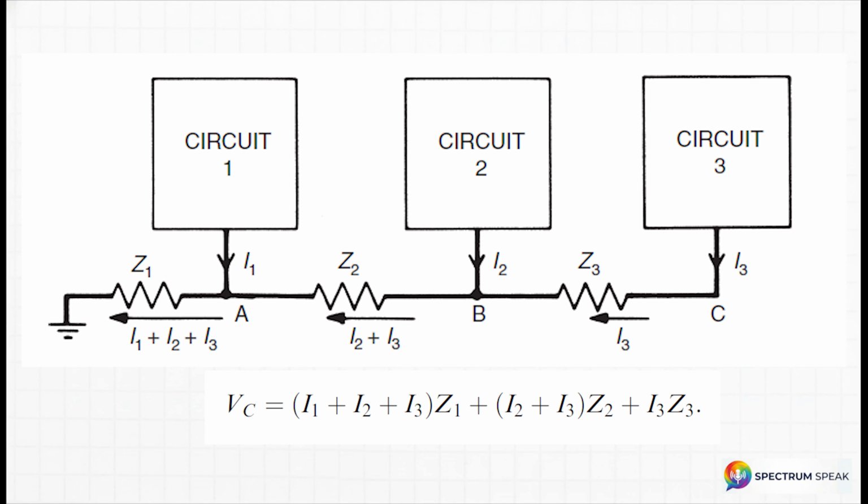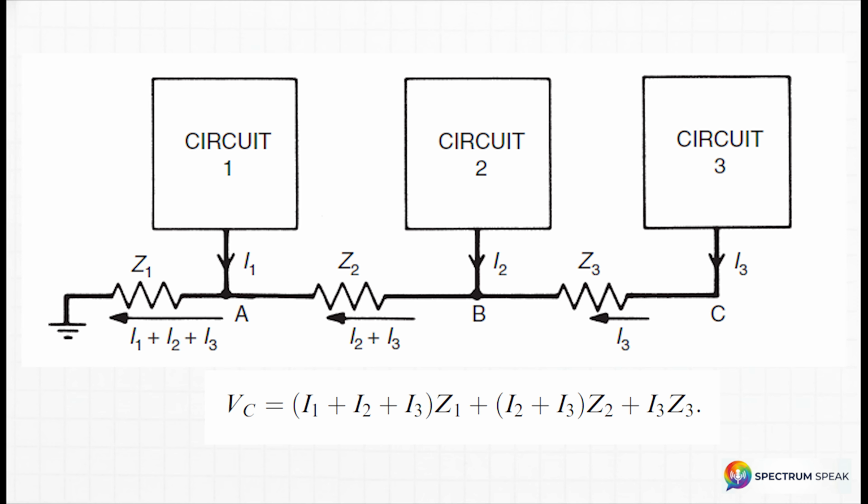And you know, this compounding effect gets even worse when we calculate the voltage at point C, which is the ground for Circuit 3. V_C = (I_1 + I_2 + I_3) × Z_1 + (I_2 + I_3) × Z_2 + I_3 × Z_3.